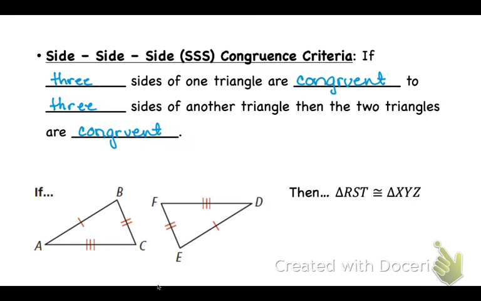Okay, so I have side, side, side of ABC. So guess what? I have side, side, side of DEF. So are the 2 triangles congruent? Yes. If all 3 sides are congruent, the triangle is congruent. It does not include angles. Did you all hear me? Yes. This does not say angle, angle, angle, does it? It says side, side, side. There is not an angle, angle, angle congruency.